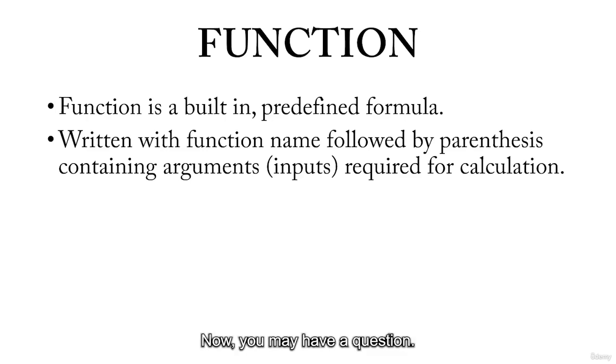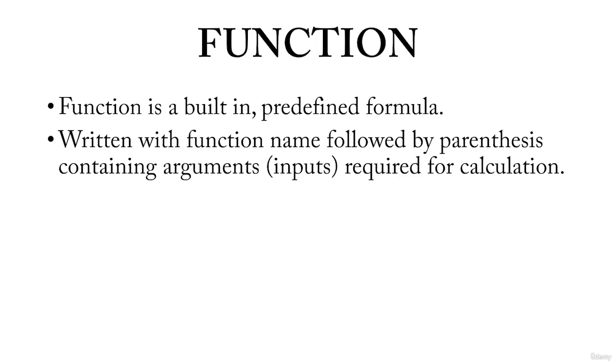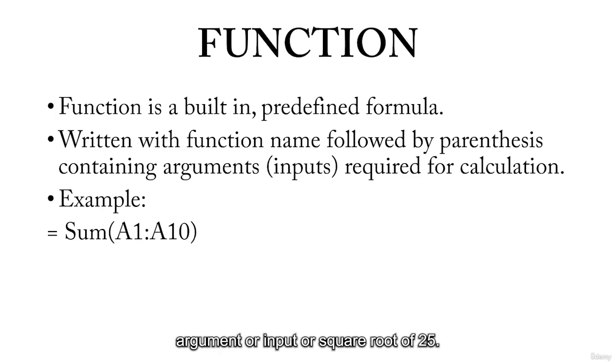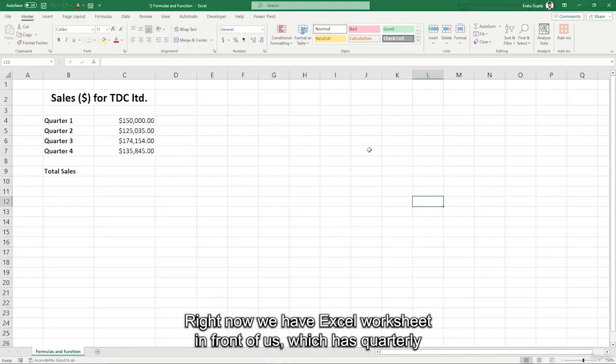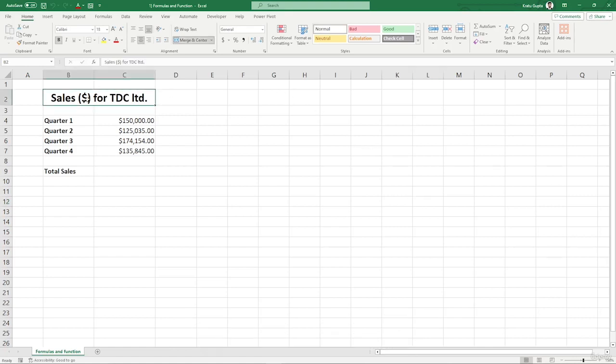Now you may have a question. What are arguments? Arguments are simply values or ranges which are written as inputs. For example, SUM for the range of A1 to A10. Here, A1 to A10 is the argument or input. Or square root of 25. Right now, we have an Excel worksheet in front of us which has quarterly sales data for TDC Limited.